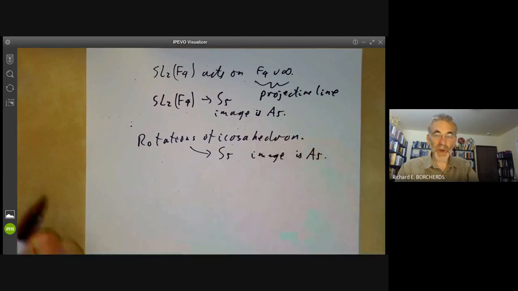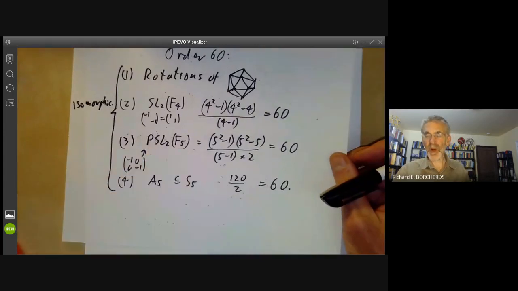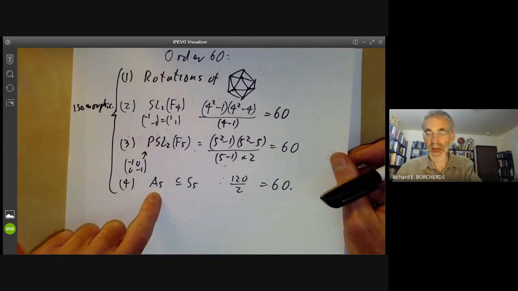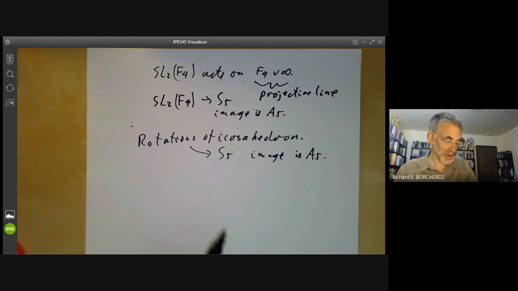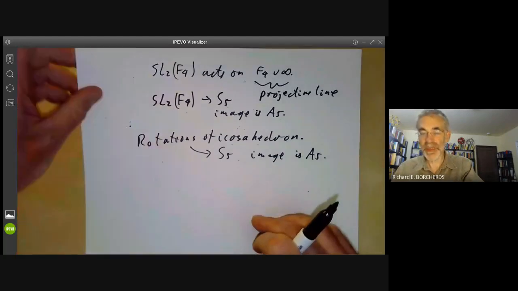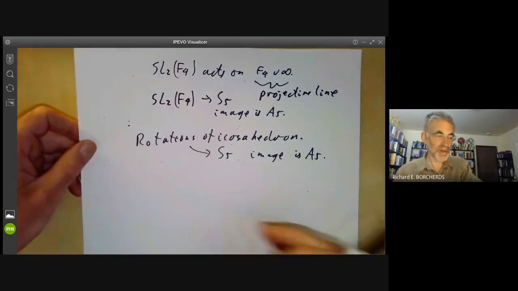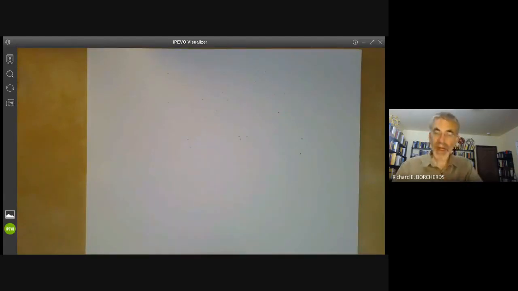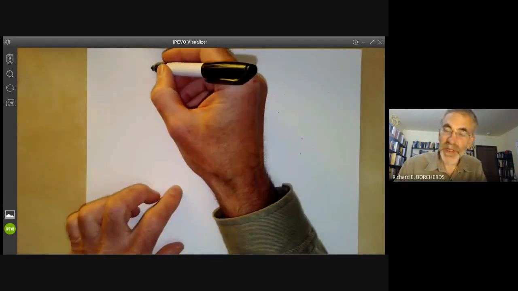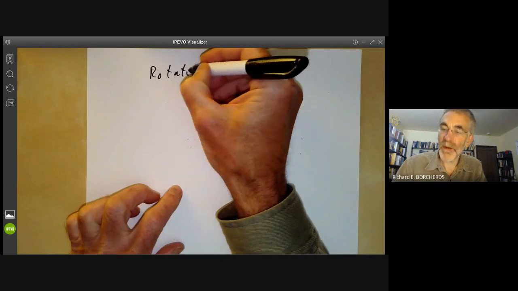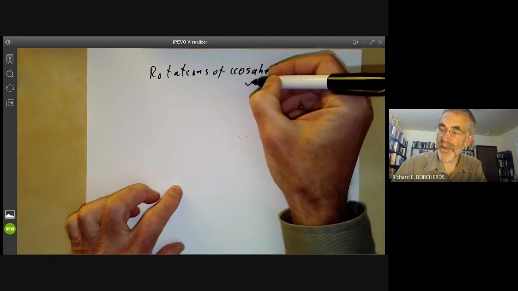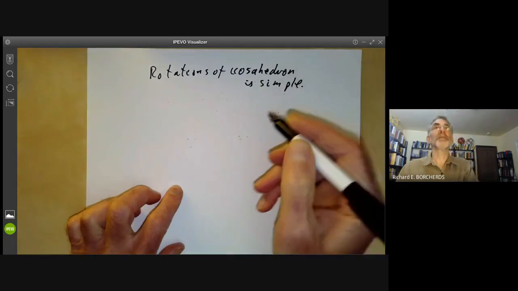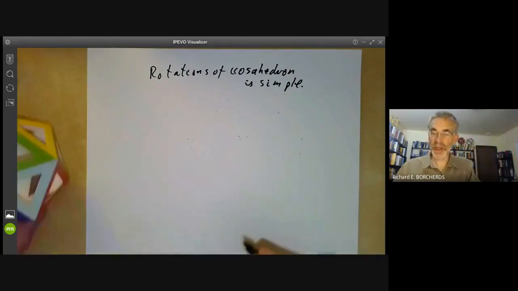For the remaining one, PSL2F5, I don't know a really easy way to see that this is isomorphic to A5. Most of the proofs involve a fair amount of computation, which I'm just feeling too lazy to do. The main property of these groups is they are all simple. So let's show that the group of rotations of an icosahedron is simple. So for that, we're first going to look at the conjugacy classes.